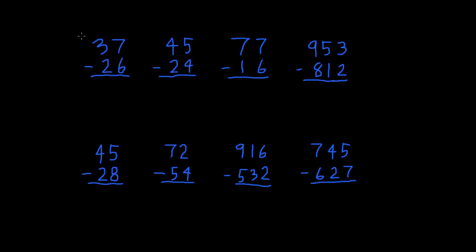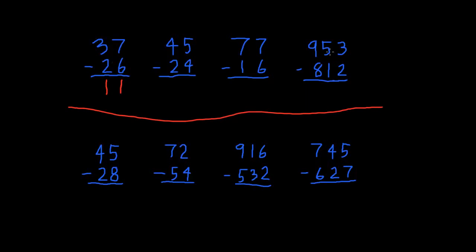So let's go ahead and start with this first problem, 37 minus 26. You simply start at the left, and you take 3 and subtract 2, and that gives you 1, so you put it down. Then you move on to the next column and you have 7 minus 6, and you put down the answer for that, which is going to be 1.